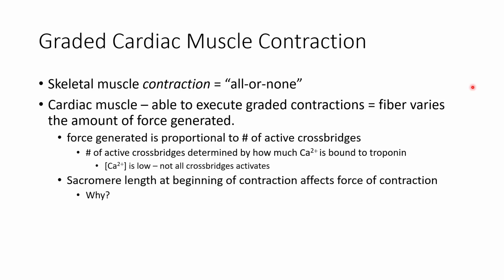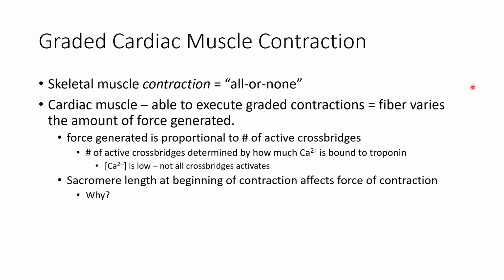Now, another difference between cardiac muscle and, say, skeletal muscle is that it is a graded contraction. So skeletal muscle contraction is all or nothing, right? Once we initiate it, all that calcium is going to be dumped, and we'll have a full contraction of that muscle fiber. However, cardiac muscle is more akin to smooth muscle in that we can cause these graded contractions where the fiber may contract part of its length, not necessarily the entire length of the sarcomere, to generate varied forces.